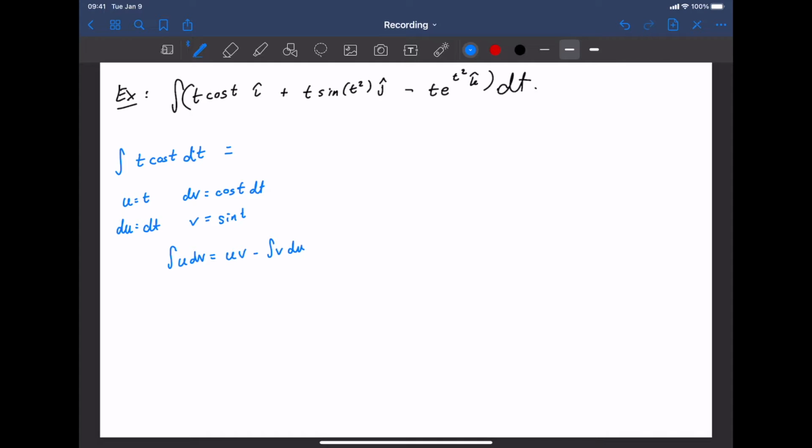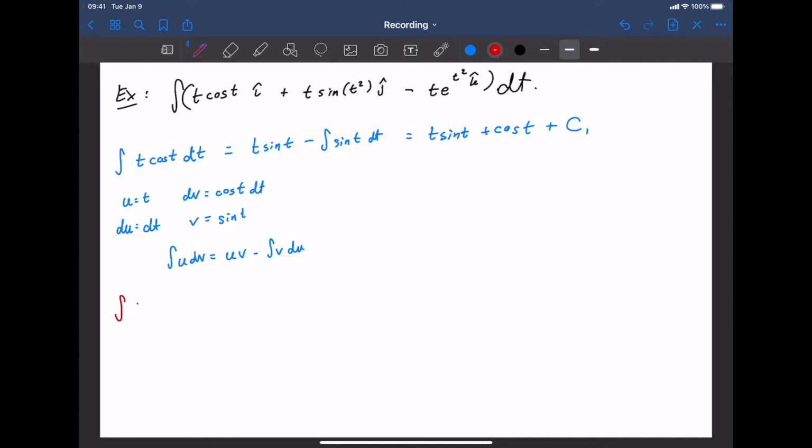So, replacing everything in that rule, we have t sine t minus the integral of v du, sine t dt. And so that would be t sine t plus cosine t. And again, this was an indefinite integral, so plus c1, because it was the first component. Okay? You could say c there. I'm not really interested in writing it that way, but that's what's going on in the i direction.